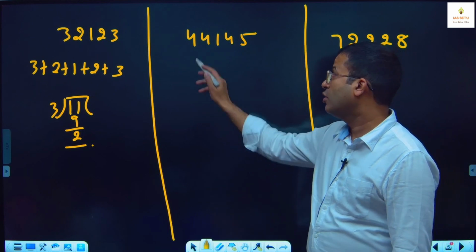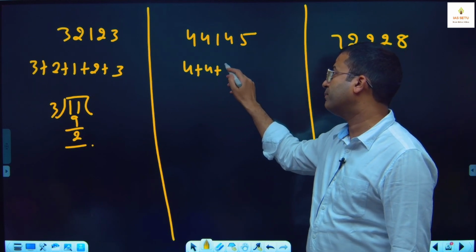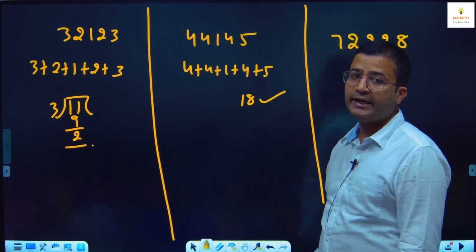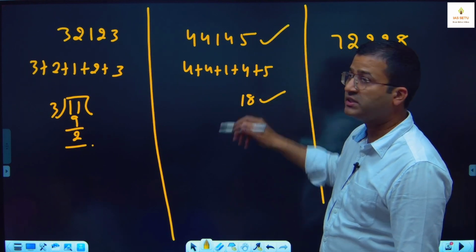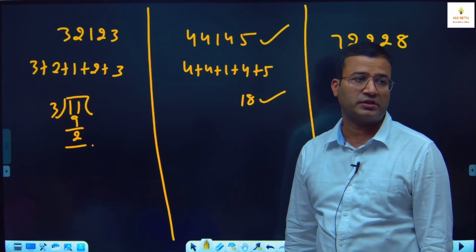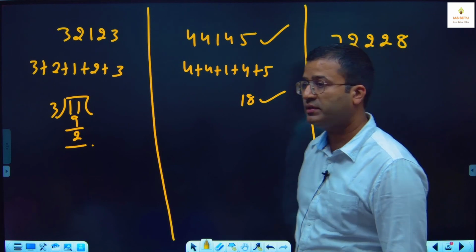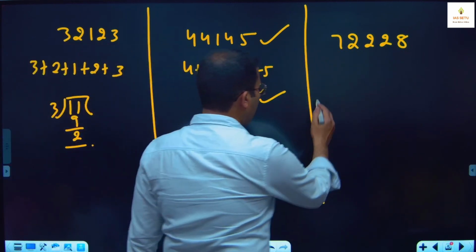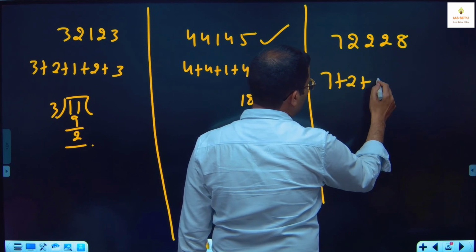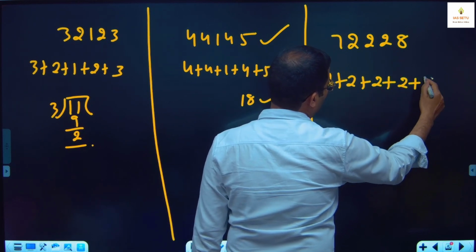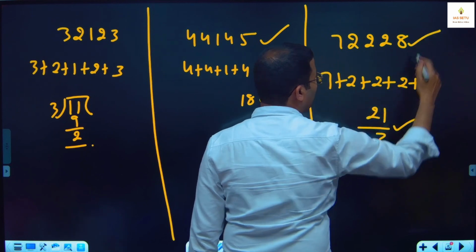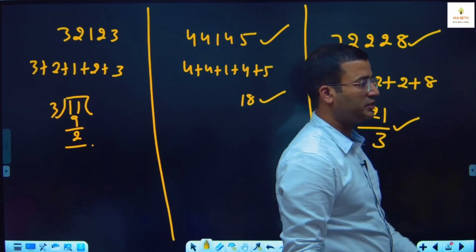Yes. 4 plus 4 8 plus 1 9 13 13 plus 5 18. 18 is divisible by 3. It means this complete number is divisible by 3. Now this number. Yes. 7 plus 2 9 11 13 plus 8 21. 21 is divisible by 3. It means this complete number is divisible by 3.